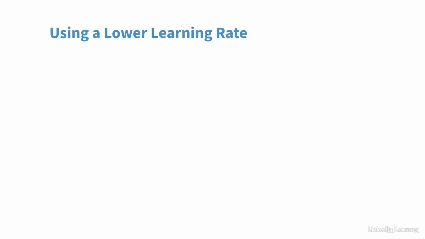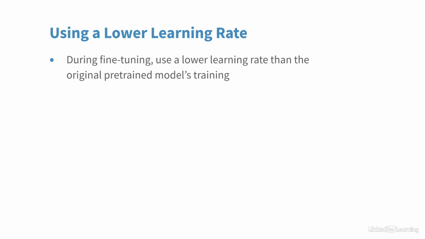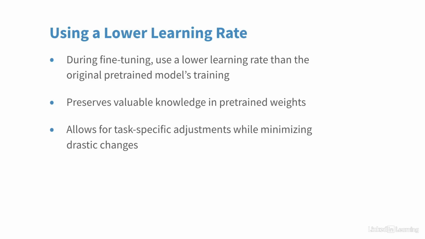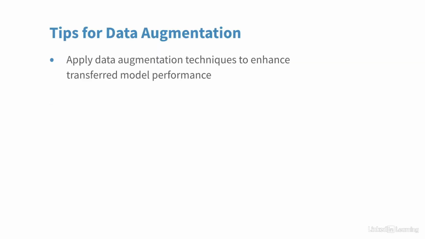The next consideration to make is with respect to the learning rate. During the fine-tuning process, you want to use a lower learning rate than the one used during the pre-trained model's original training. This ensures that the pre-trained weights are not drastically changed, and it preserves valuable knowledge while allowing for task-specific adjustments. Next is considerations for data augmentation.